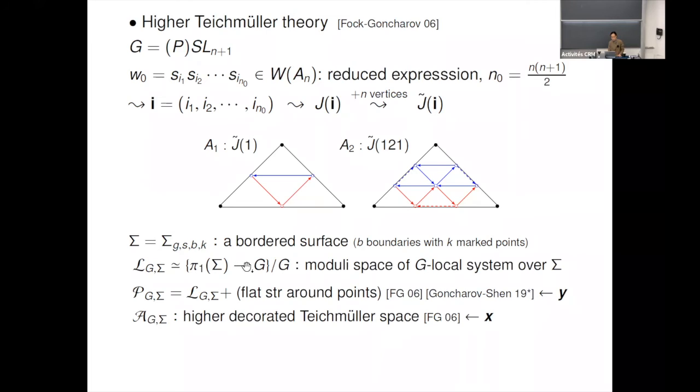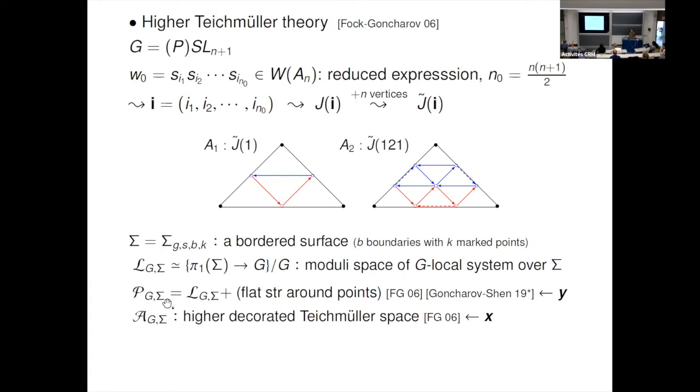And actually there are several spaces. The first one, L, is the generalization of the trihedral space. This is a map, the representation of pi one to the group G, modulo G, and it is called a moduli space of G local system over the surface. This is the generalization of trihedral space.